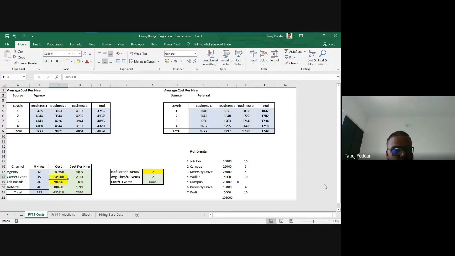So in the important metrics related to the career event, what is the total cost that I spent, right? What is the total number of hires that I did? 49. Basis that, you can calculate the average spending that I'm doing for each hire. I'm able to calculate the number of events that I did, the number of hires that I did per career event, and the cost that I was incurring for each event that I did on an average.